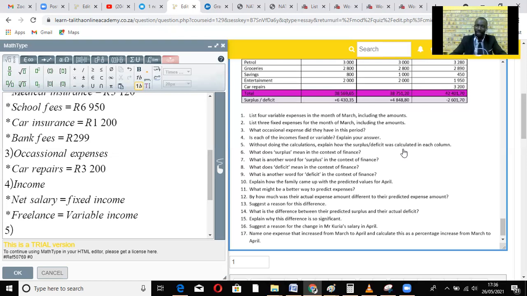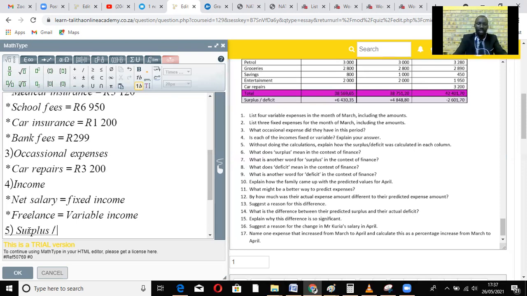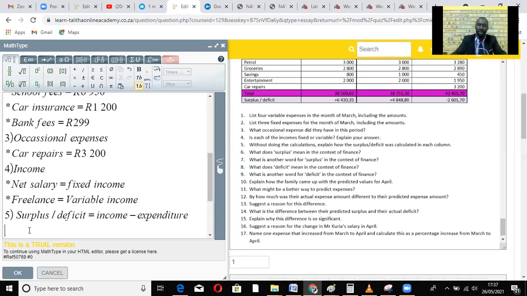Okay, that is without calculation. So we say without calculation, surplus, or what we call deficit, is calculated. Well, we are not really supposed to calculate, but in words, we would have income minus expenditures. So that is going to be all for this question. We are not supposed to put any figure there. We are not supposed to calculate anything.